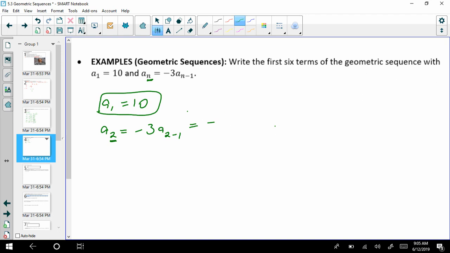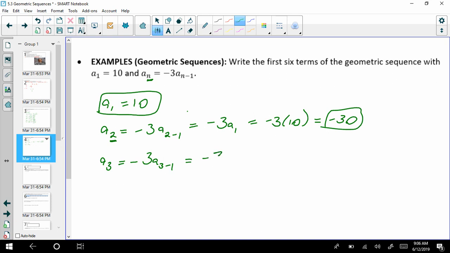If I simplify this, it's actually just negative 3 times a sub 1. Well, what was a sub 1? It was 10. So it turns out my second answer is negative 30. A sub 3, I'm going to plug a 3 in for the n's. So I'm going to use my previous answer of negative 30. And I get 90. So at this point, you might be able to spot the pattern.